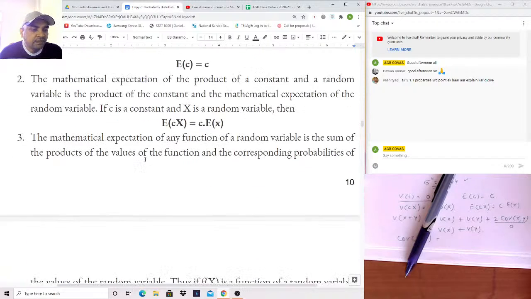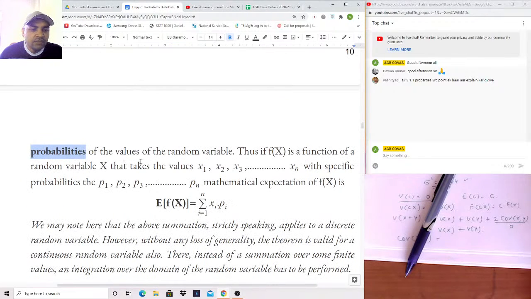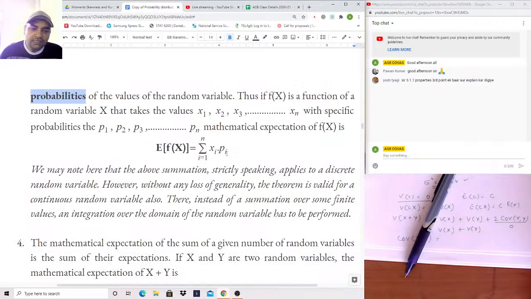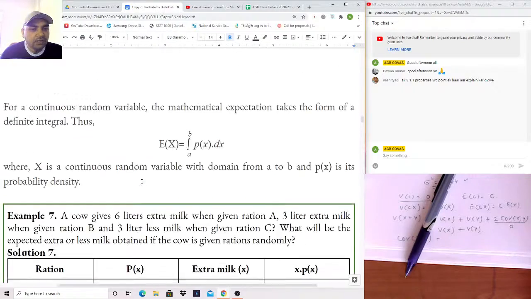What has been given here is that the mathematical expectation of any function of a random variable is the sum of the product of the values of the function and the corresponding probabilities. Okay, this is the formula. So it is just a mere repetition of the values of the random variable. Thus, if f(x) is a function of a random variable x that takes the values x1, x2, x3 with specific probabilities p1, p2, p3, you can simply calculate this by multiplying the value with the corresponding probabilities. This is what we studied in this part.